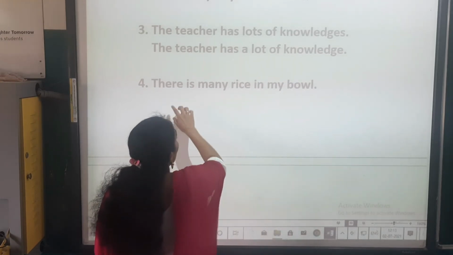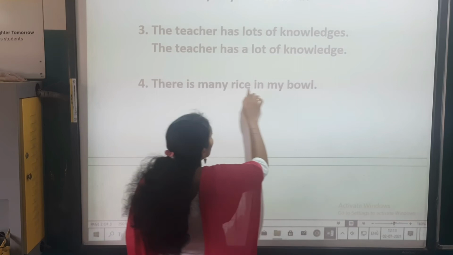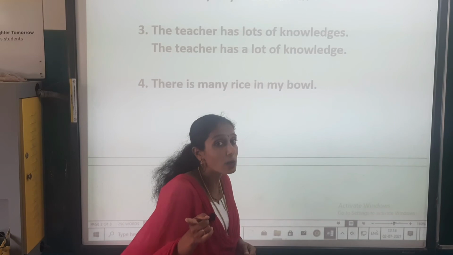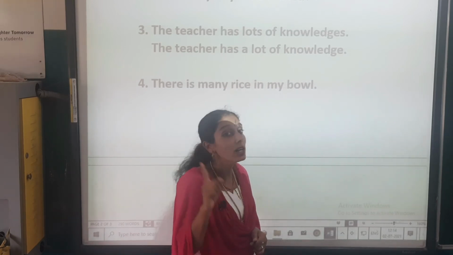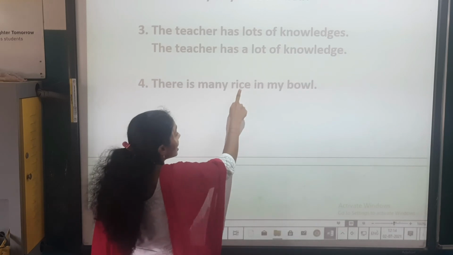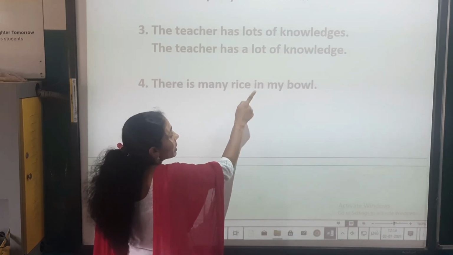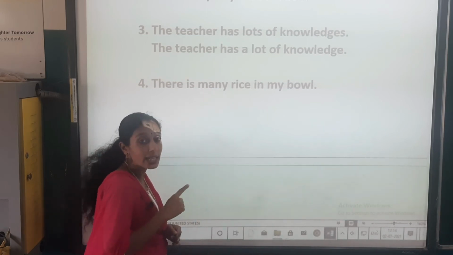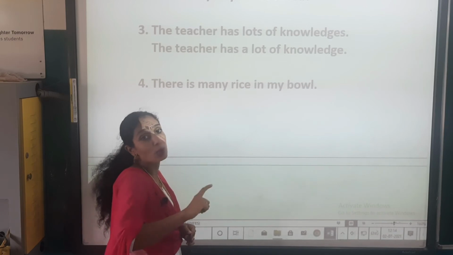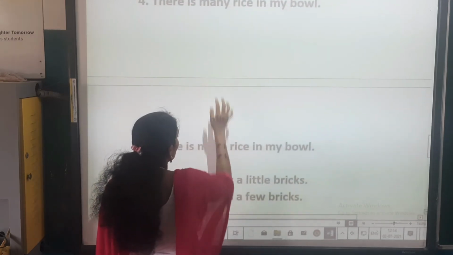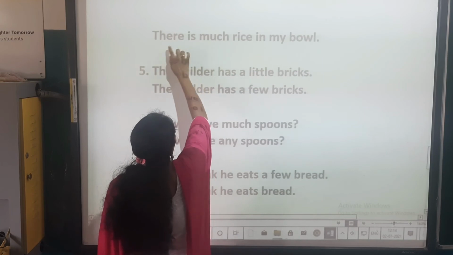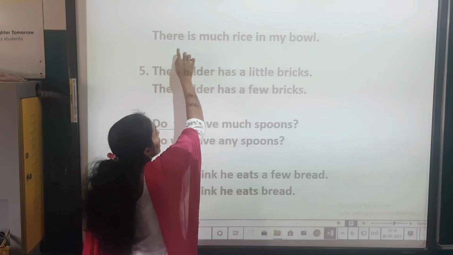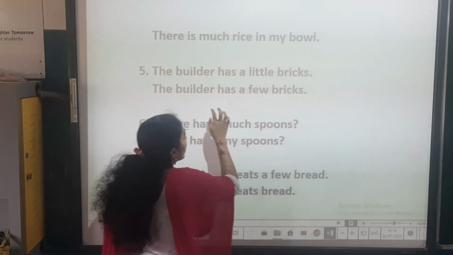Next one. There is many rice in my bowl. Now this noun rice comes under countable or uncountable? Yes, it comes under uncountable noun. Look at the word we have used before it: many. Is it correct? No. Before an uncountable noun, we use the word much. So the correct sentence will be, there is much rice in my bowl. Next one.